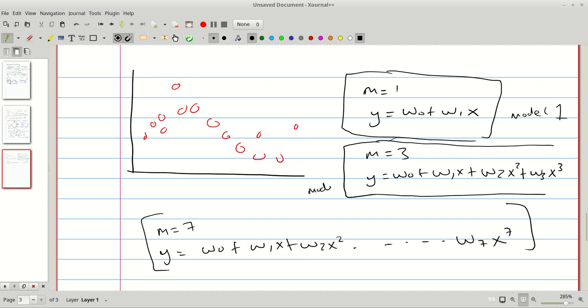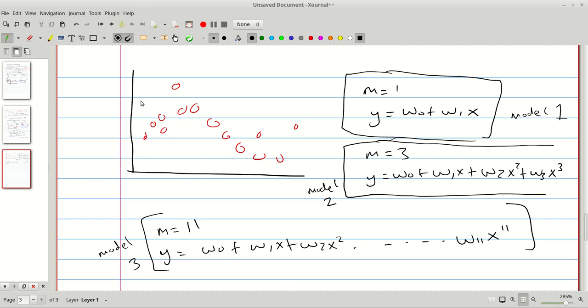Model 2. Let me make this, instead of 7, let's have it be 11 or something, so that it's really an overkill. So up to w11 x to the power 11. And this is our model 3. So we have these 3 different models that we're going to try to fit here.